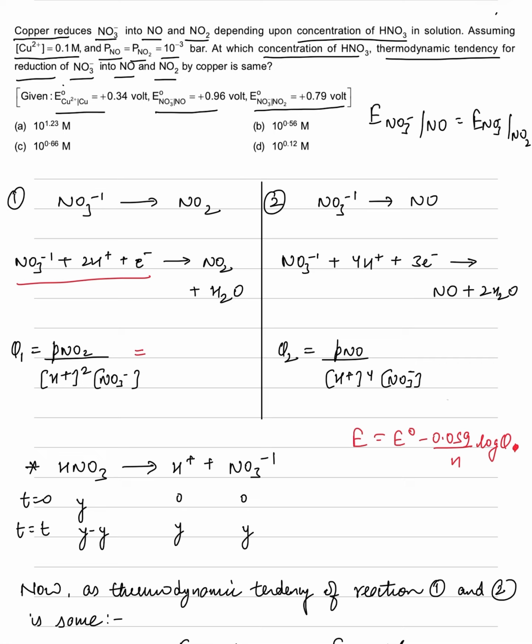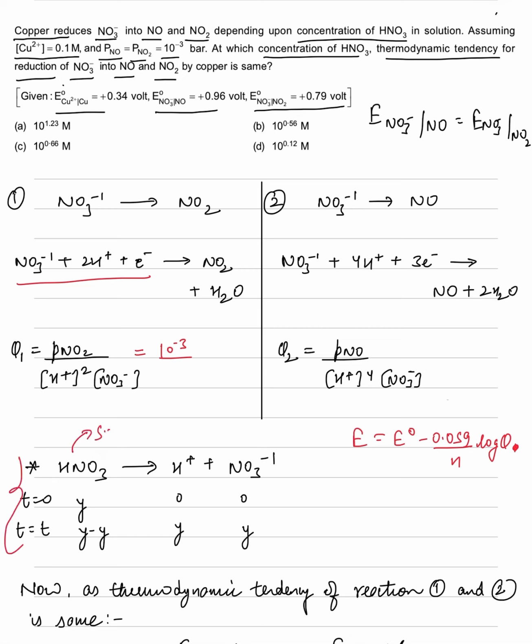Now partial pressure of NO2, how much is given? 10 raised to the power minus 3 bar, divided by H+ ion concentration squared into nitrate ion concentration. Now how much value will it be? Let's say in the solution we have Y moles of nitric acid, right? Here we have to understand it. We have Y moles of nitric acid.